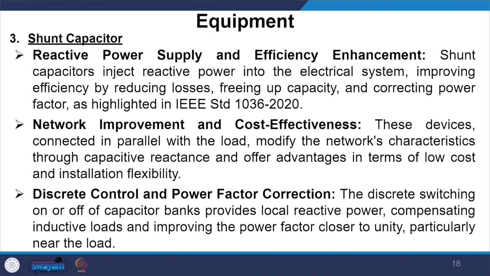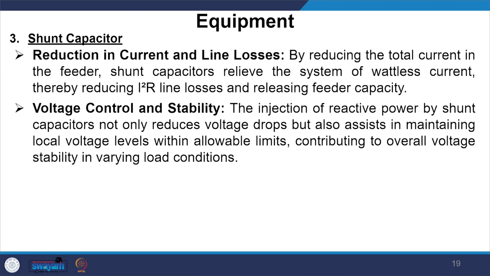through shunt capacitors. The discrete switching on or off of capacitor banks provides local reactive power, compensating inductive loads and improving the power factor closer to unity, particularly near the load point. By reducing the total current in the feeder, a shunt capacitor relieves the system of wattless current, thereby reducing I squared R line losses and releasing feeder capacity.